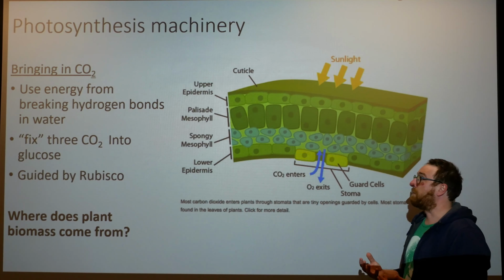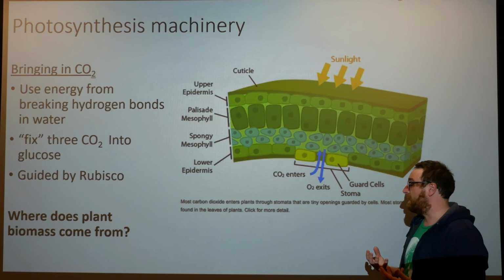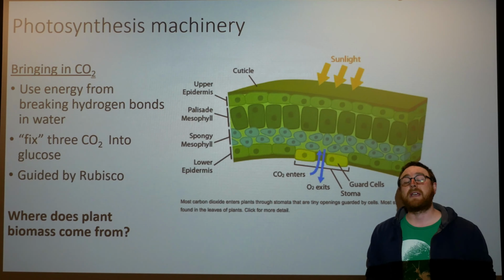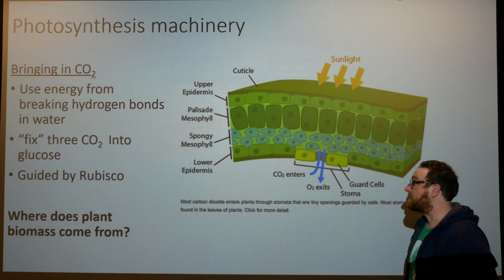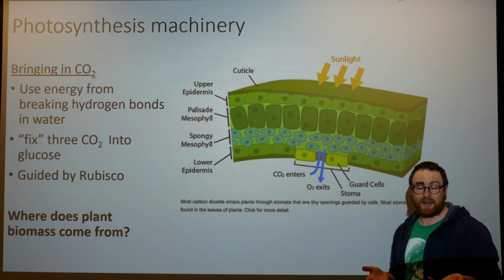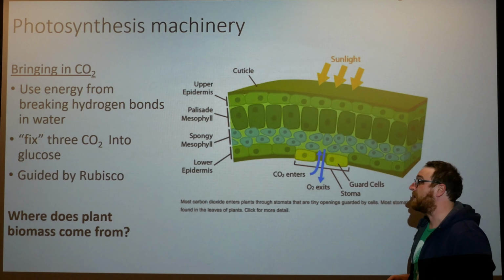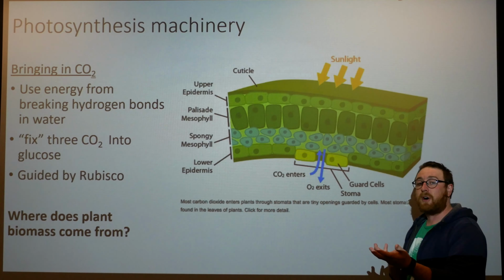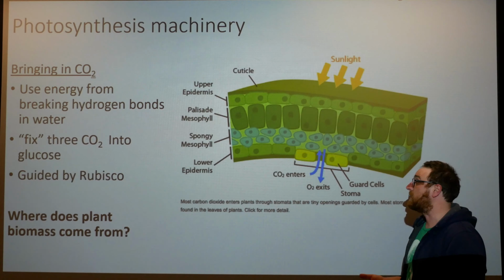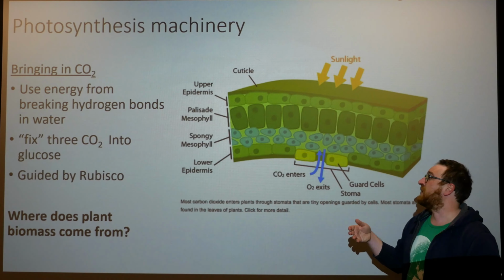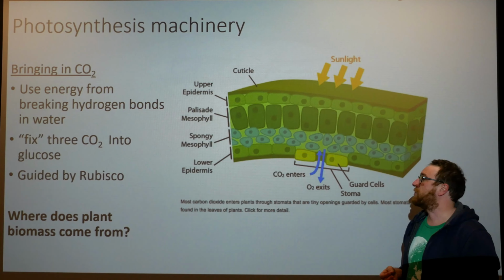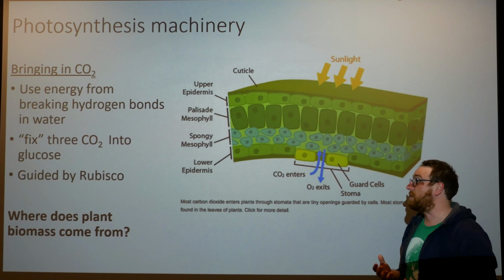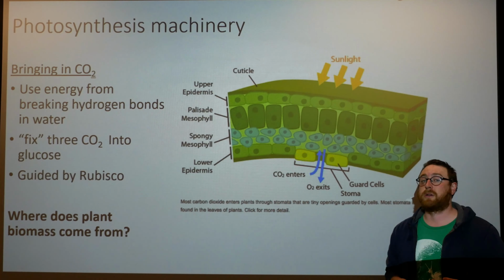The other big important machinery that organisms that do photosynthesis have is that they're going to need to bring CO2 into their bodies. And CO2 is incredibly abundant in our atmosphere, and it's important for plants, and it's obvious to see how plants evolved in response to lots of CO2. And so what they're going to use is that energy from that hydrogen bonds to essentially take in 3 CO2 molecules to convert it into 1 glucose.